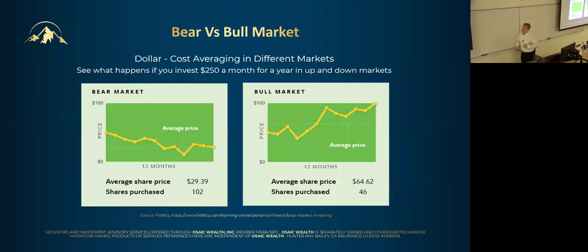So we'll take a look at an example of that in a bear and a bull market. This is what happens if you invest $250 a month for a year in up and down markets. When the price is going down, the more it goes down, you're buying more of the cheaper shares, and your average gets to be nice and low. And even when we're going up in price, because you bought so many more shares when it was cheaper, as the market price tends to rise, your average cost is lower than that. So you get to buy a lot of shares when things are less expensive and not so many when they're super expensive. So that's dollar cost averaging.